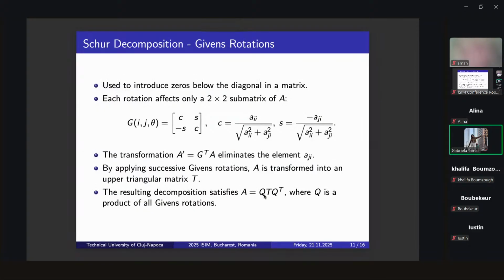Next, we will talk about the Schur decomposition using Givens rotation. A Givens rotation works on just two rows or two columns at a time, helping to eliminate one by one the elements below the diagonal. By applying a sequence of Givens rotations, we can transform the original matrix A into an upper triangular matrix T. The orthogonal matrix Q is obtained as a product of all the Givens rotations obtained before.